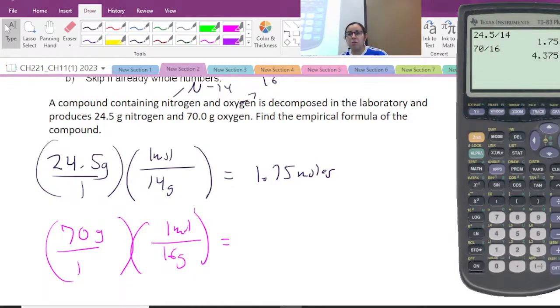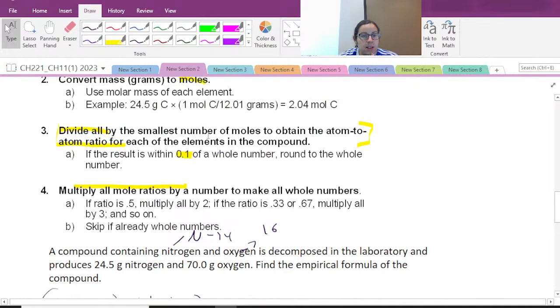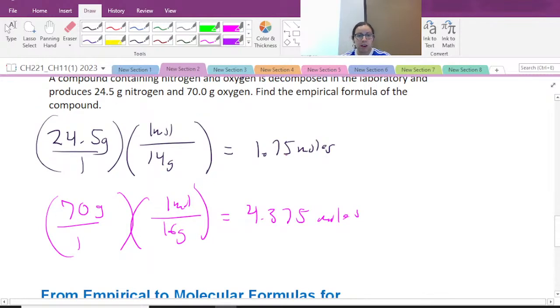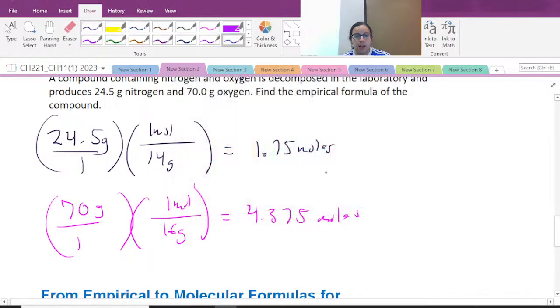And so do we get 4.375 for that one? So I see a bunch of nods. Thank you. And so, right, this is a good place to be. So we have moles of each. And so now, right, the next step says divide by the smallest. And so that means we're going to divide by 1.75 to try to get our whole number.